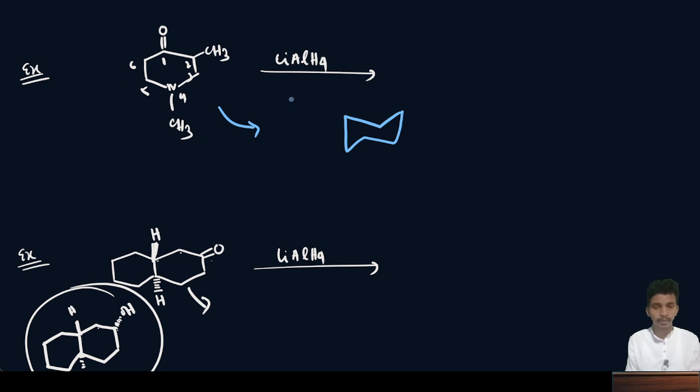Convert it into a chair form and name the carbons 1, 2, 3, 4, 5 and 6. Note that I'm naming from here, but we can name from anywhere. We name and make the groups in such a way that there is no chance of 1,3 diaxial interaction.